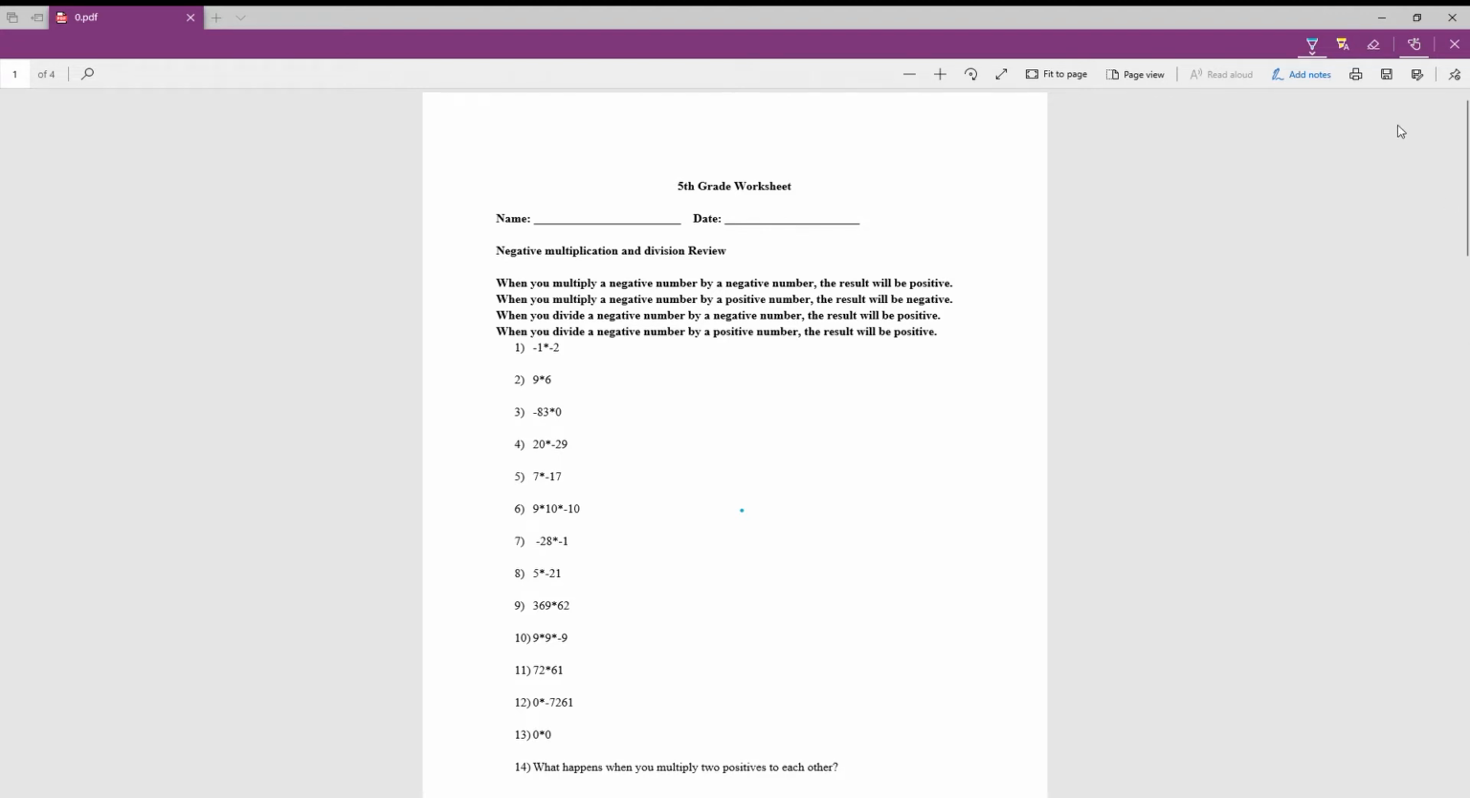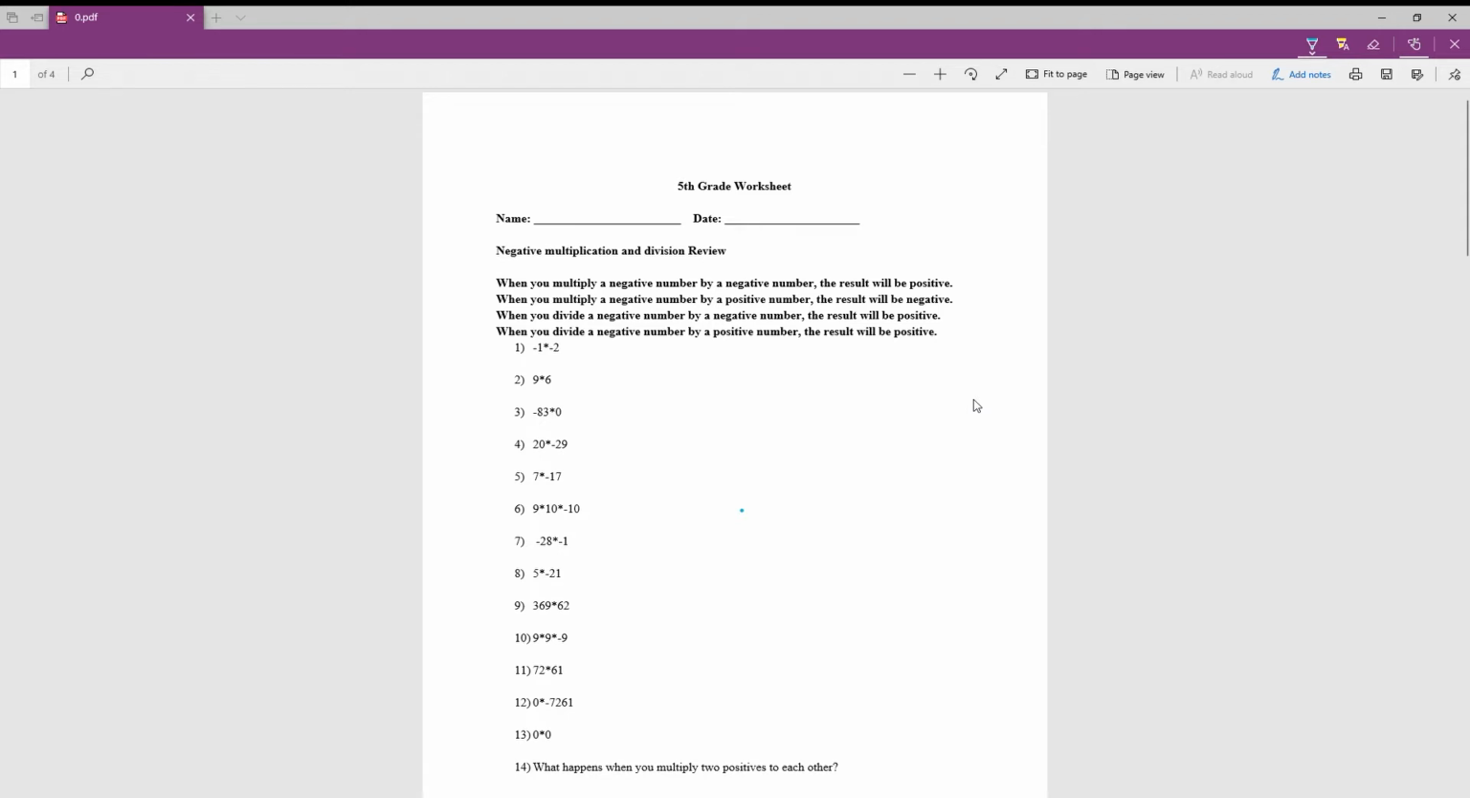Here we have negative multiplication and division review. Now some points to remember. When you multiply a negative number by a negative number, the result will be positive. When you multiply a negative number by a positive number, the result will be negative.